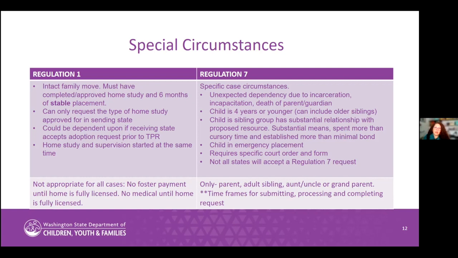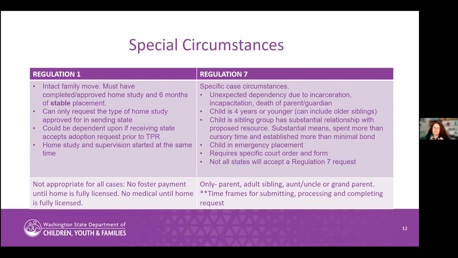There's, you know, unexpected dependency due to incarceration, and you can read down those. The child is age 4 or younger. Child is a sibling group. Emergency placement, and those are pretty emergent. All of our placements can be considered emergent placements, but they're going to look for what exactly is emergent about that specific thing. So a death of a parent, some of those things. It has to be an unusual kind of circumstance. It requires, again, a specific court order, not just the court saying we're doing a reg 7.